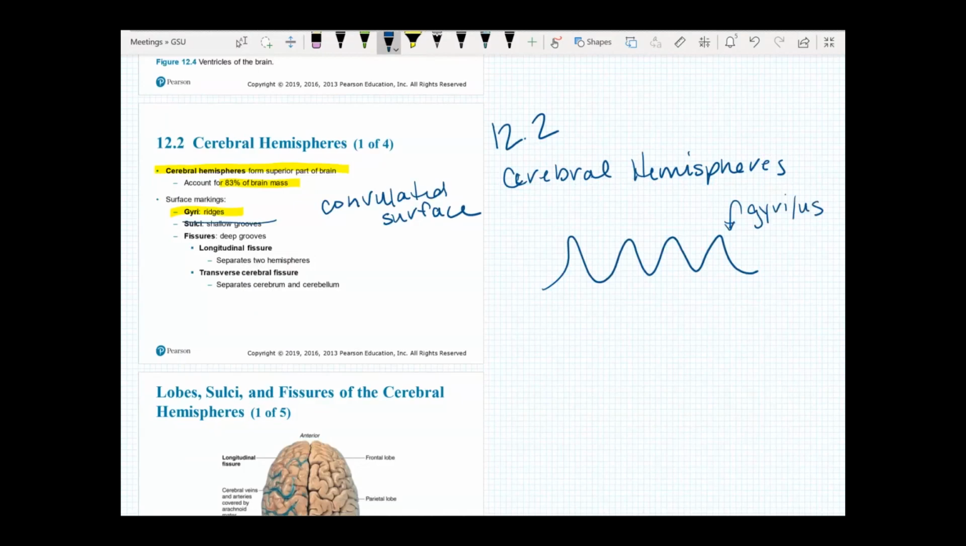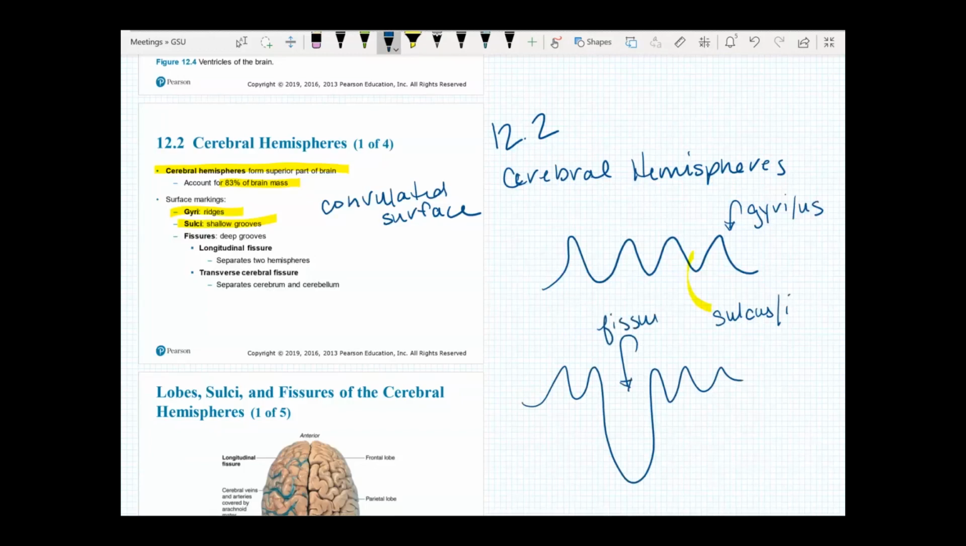A sulcus, or sulci, is going to be the shallow groove. That would be this guy, he would be the sulcus or the sulci. However, it's a shallow groove. You may have something that is not a shallow groove, but more like this, more of a fissure. This guy's going to be a deep groove.